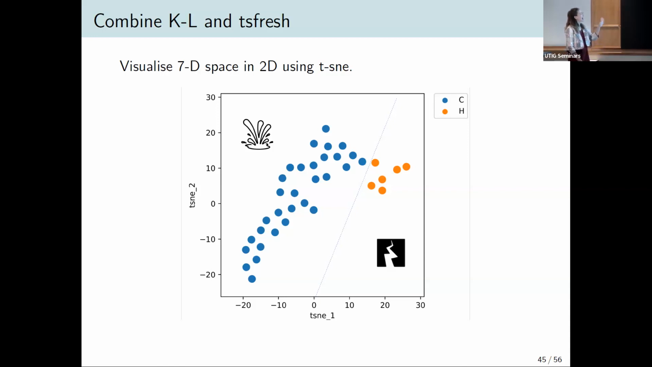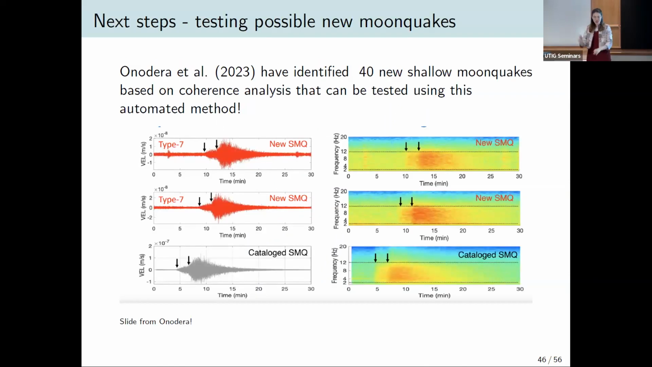And so I'm using this algorithm called t-SNE, which basically takes 7-dimensional space and squishes it down into 2 dimensions so we can look at it. And so things that are similar in 7 dimensions will plot close together in 2D. And so we can see here that our impacts in blue are over here and our shallow moonquakes cluster over here. So this is showing that maybe there are some statistical things that we can use to tell the difference between shallow moonquakes and impacts. But obviously, I'm not done yet.